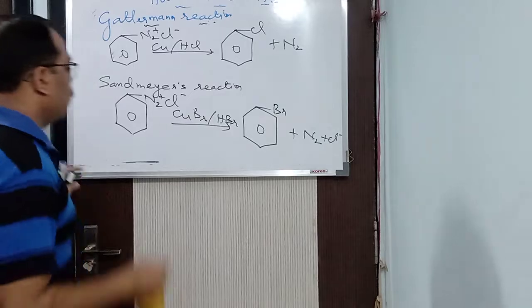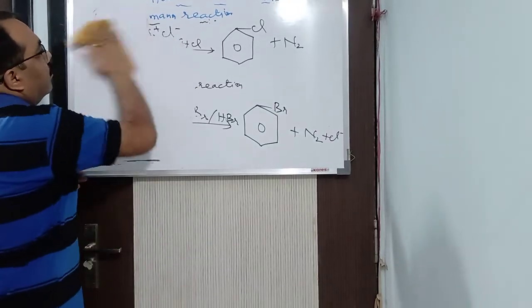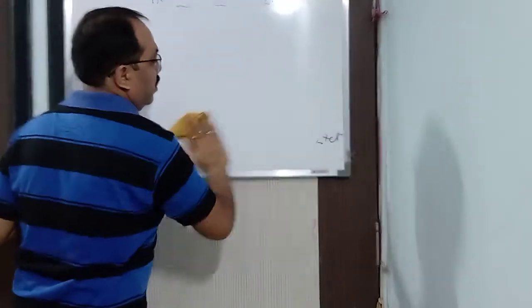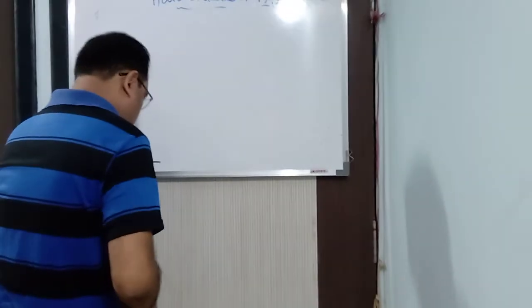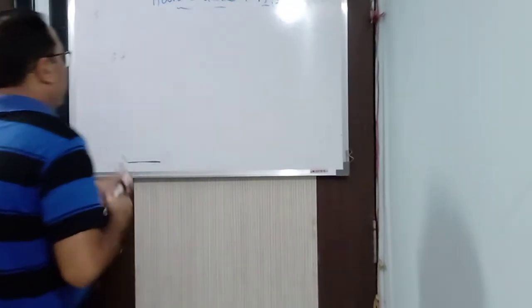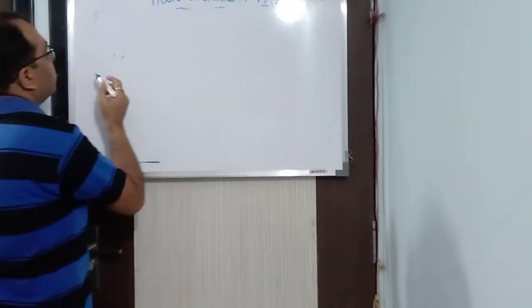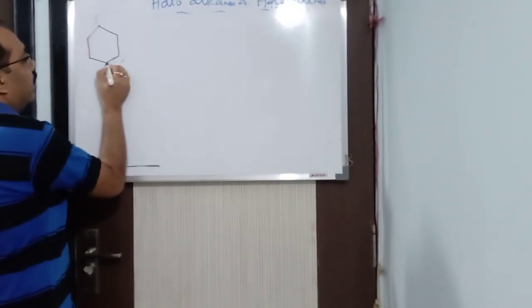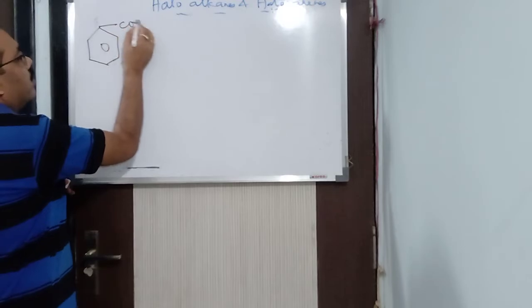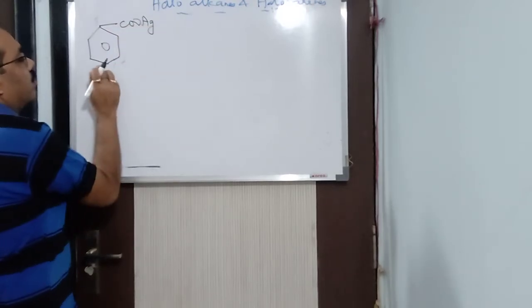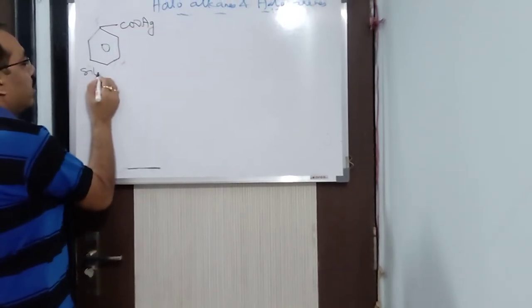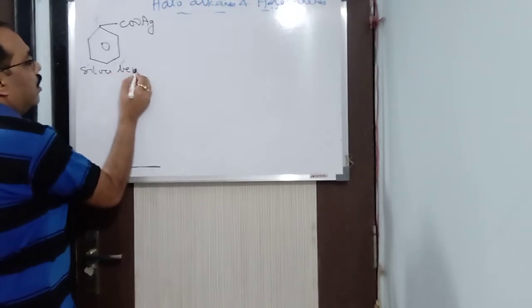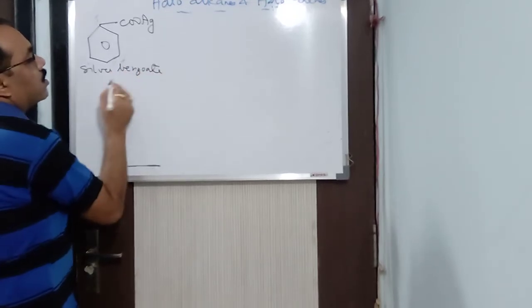Next, the reaction we are going to come to is the Hunsdiecker reaction, which you have already done in the alkyl halides. Here also I am going to take the same thing, rather I am going to take benzene ring COOAg, a silver salt, that is silver benzoate. I can say that, silver benzoate.